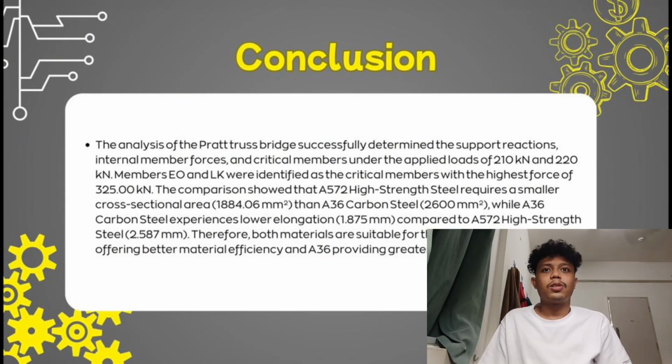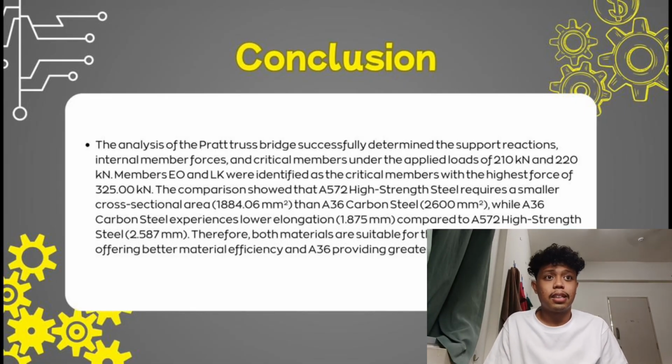And the last is the conclusion. The analysis of the Pratt bridge successfully determined the support reactions, internal member forces, and critical members under the applied loads of 210 kN and 220 kN. Members ED and LK were identified as the critical members with the highest force of 325.0 kN.